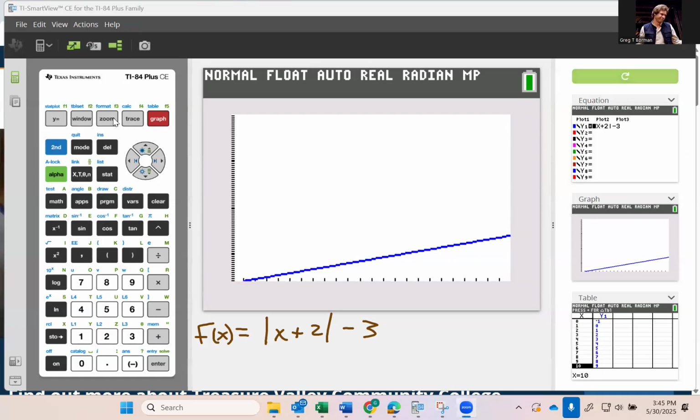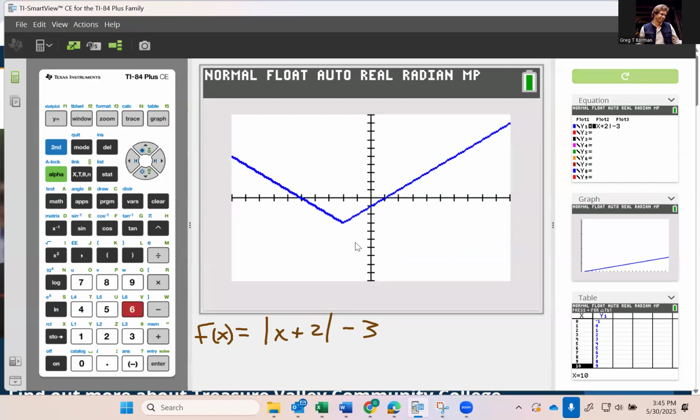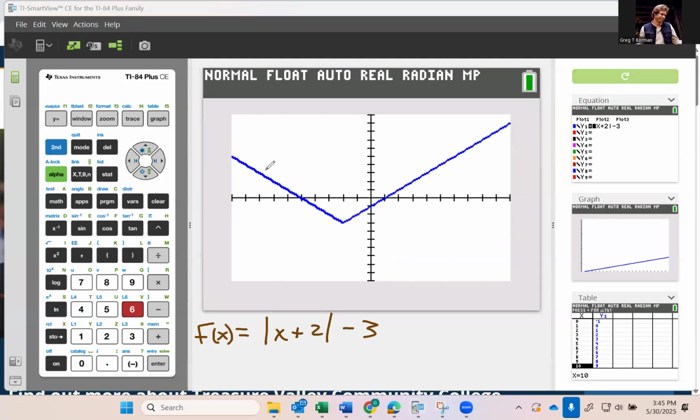Let's go back. Let's go to the zoom button. Option 6 takes us to the standard viewing window. So let's hit 6. And oh my stars, would you look at that? Now we can explicitly see that sharp pointed V.